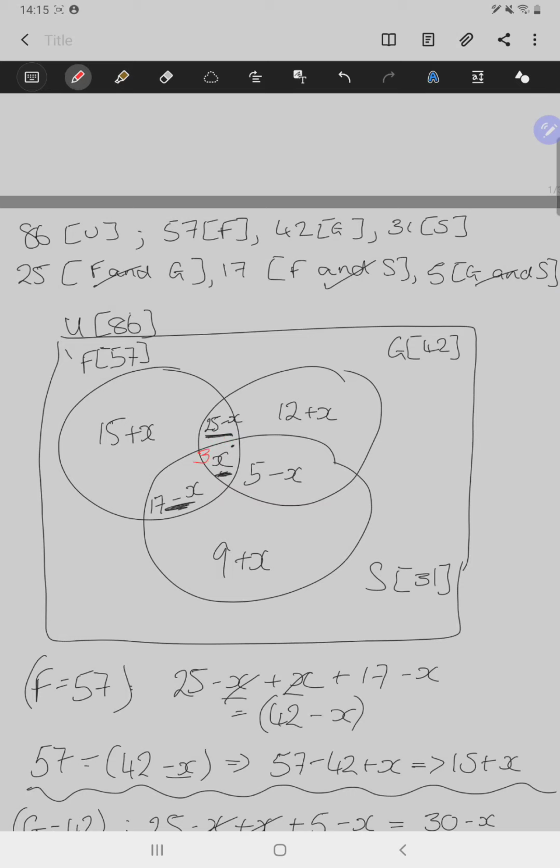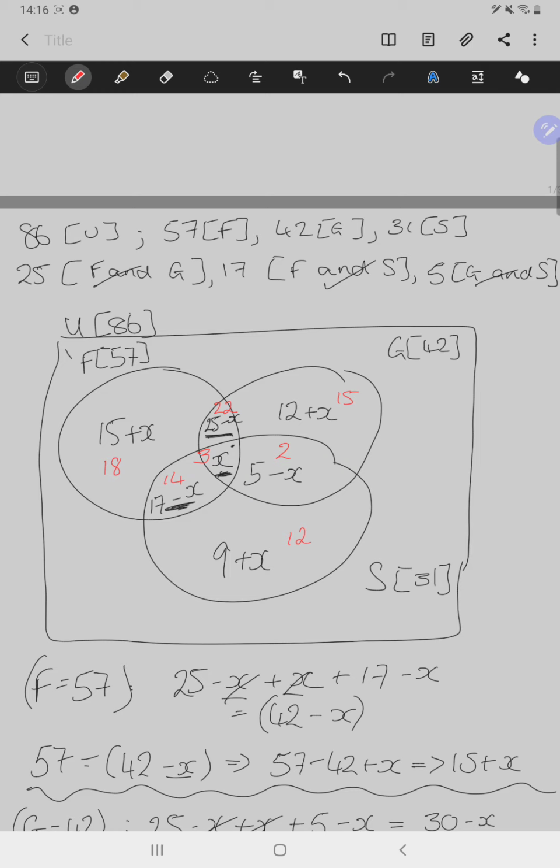Let's say this is 3. For this part here, we have 5 minus x, so 5 minus 3 is 2. 9 plus x, so 9 plus 3 will give you 12. 17 minus x, so 17 minus 3 is 14. 15 plus x, so 15 plus 3 is 18. 25 minus x, so 25 minus 3 is 22. And 12 plus x, so 12 plus 3 is 15.